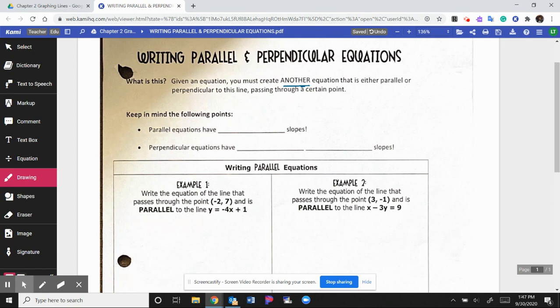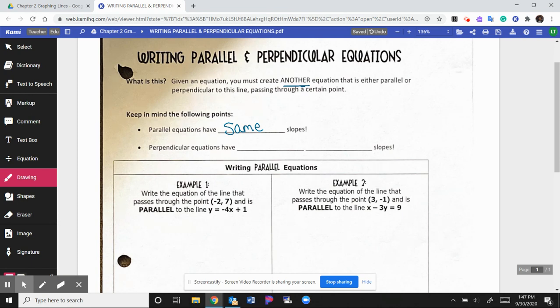So let's recap a little bit. You guys learned about this last year. Let's just rethink about it a little bit. Parallel equations are going to have the same slopes, right? If you think about it, they're both rising and running at the same exact rate, so they're never going to touch. That's what parallel lines mean. They're never going to intersect, so their slopes have to be the same.